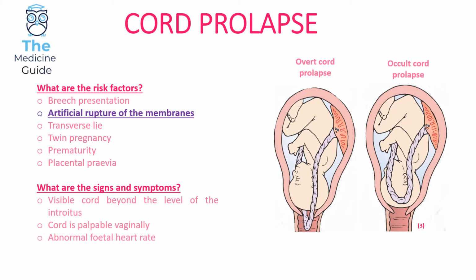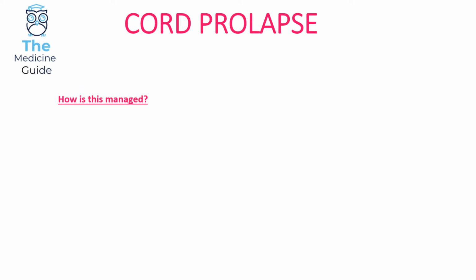Now let's focus on the signs and symptoms of a cord prolapse. So a visible cord is seen beyond the level of the introitus. The cord will be palpable in the vagina and an abnormal fetal heart rate will occur. Okay?